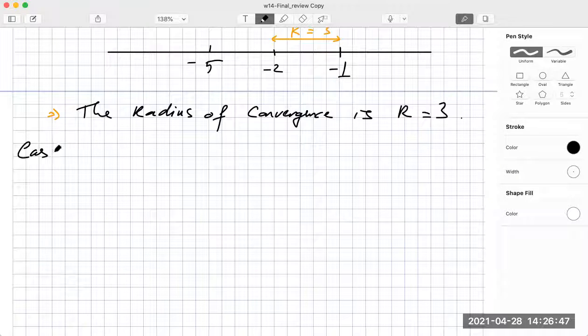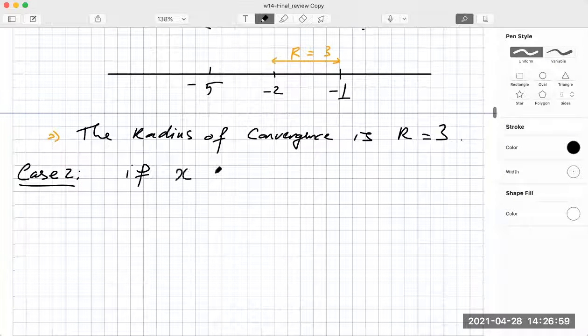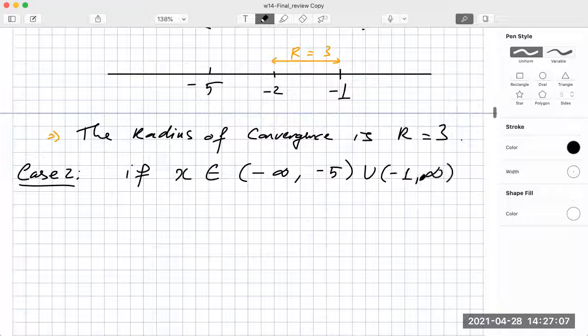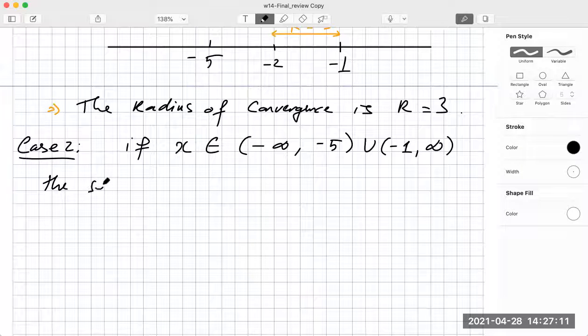Case 2 is easy. By looking at this, we can conclude easily that if x is in negative infinity to negative 5, union with 1 to infinity here, then the series is divergent.